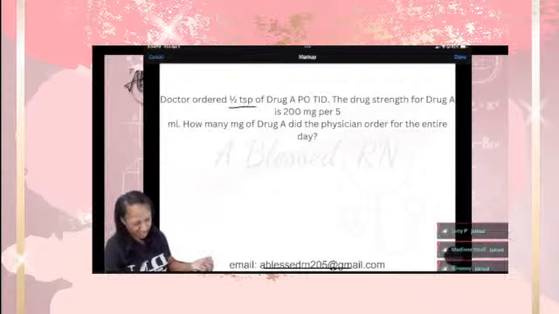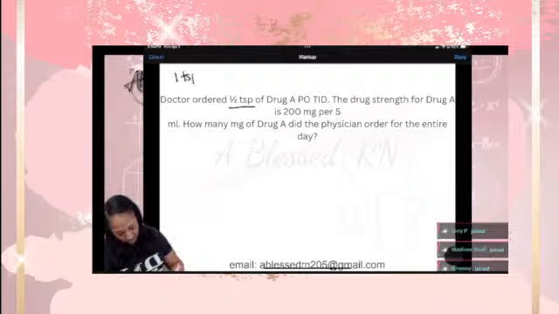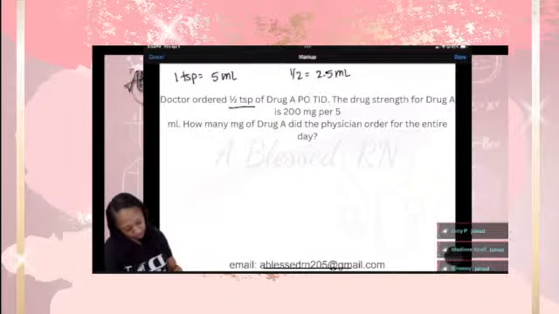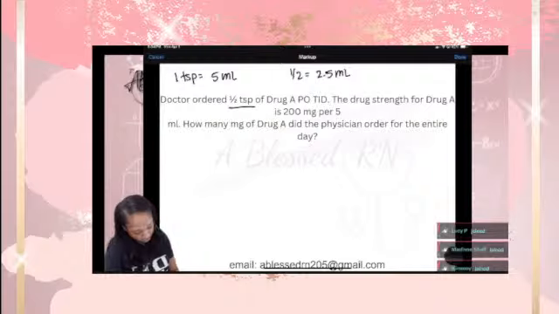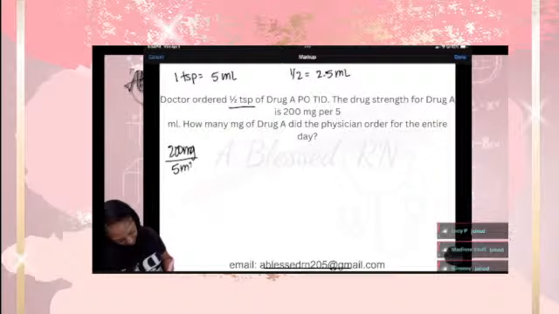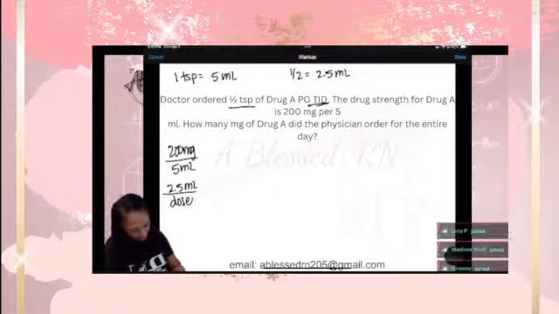So how many is a teaspoon? 1 teaspoon is 5 mLs. So half a teaspoon is going to be 2.5 mLs, right? All right. So 2.5 mLs by mouth 3 times a day. And the drug strength is 200 milligrams per 5 mLs. And we know that 2.5 milliliters is given in 1 dose. And then TID means that we have 3 doses in 1 day.